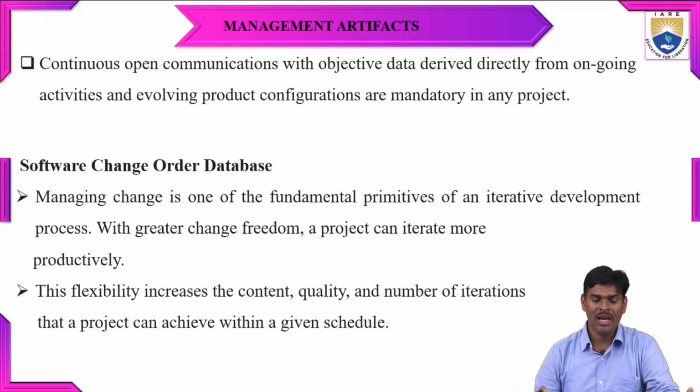Okay, so here we have communication, how the open communication will be. The information can come directly from ongoing activities as well as from evaluating the product configurations. And the next one is the software change order database. During this software change order database, we need to manage what changes happen during the iterative development of the product. And we need to verify the greater change freedom.